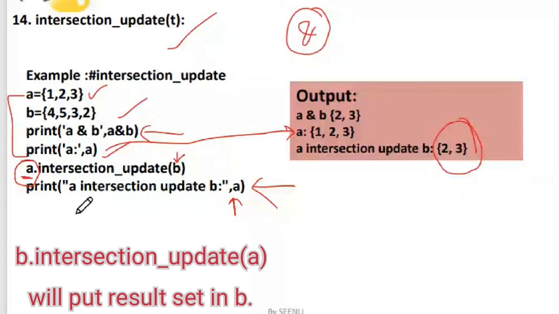To what elements? To the elements that are common between A and B. That is what is called as intersection update. Is it clear, ma'am, what is intersection update? Or do you want me to repeat it again for you?